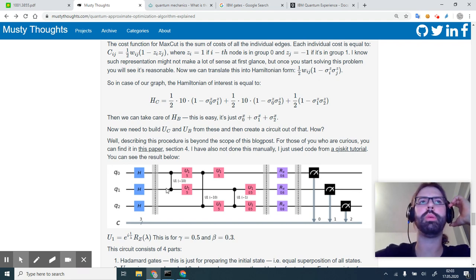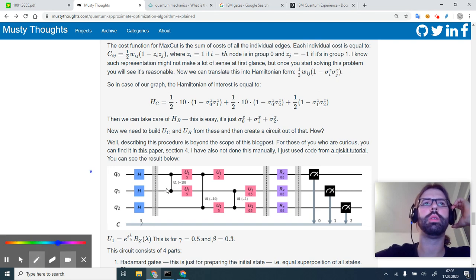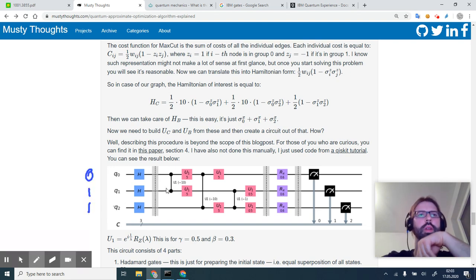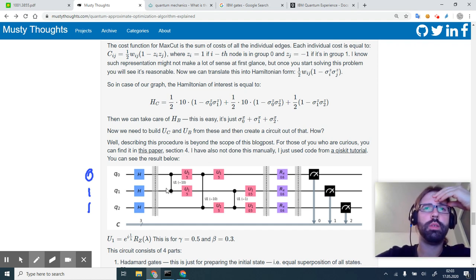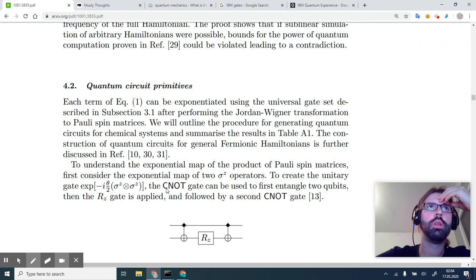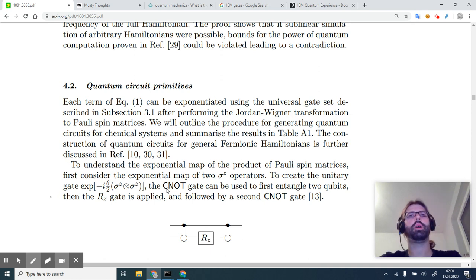So if we stick to our number 0 here, so 110. So those are control. So they're gonna be minus 10, minus 10, minus 1. So just first consider the exponential map to create the unitary gate. The CNOT gate can be used to first entangle 2 qubits, then an RZ gate is applied and followed by a CNOT gate.